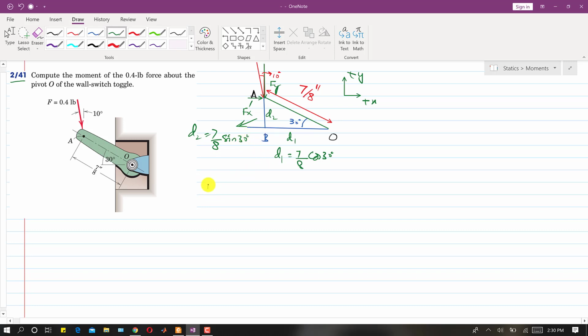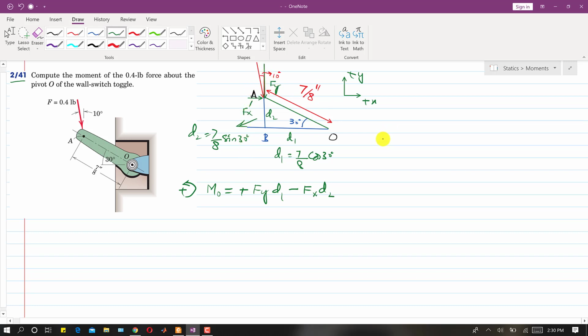Now if I write the moment about O, let's assume that the counterclockwise direction is positive. We can see that f of y is producing counterclockwise moment, so I will write plus f of y times its perpendicular distance, which is D1. Similarly, f of x is producing clockwise moment, so I will write minus f of x into D2.